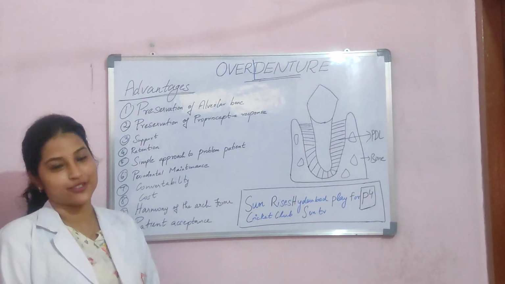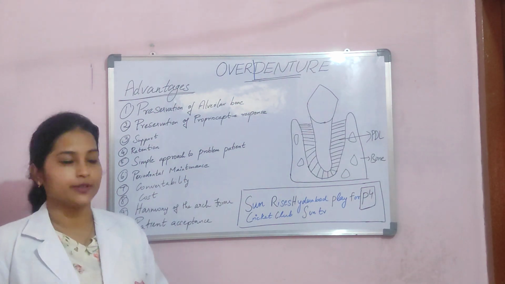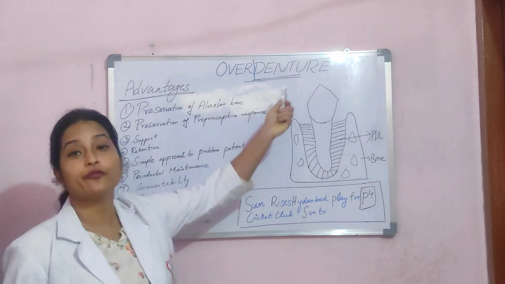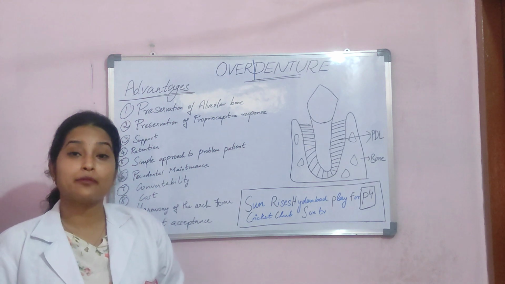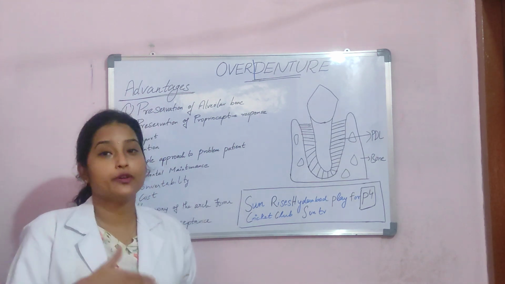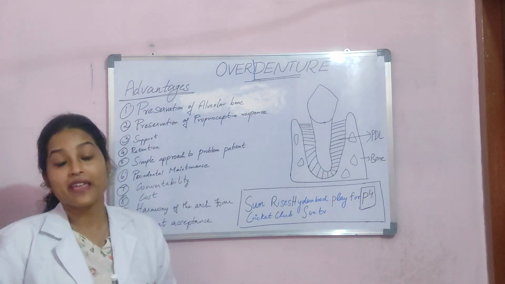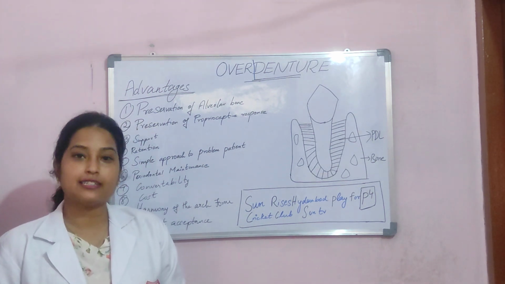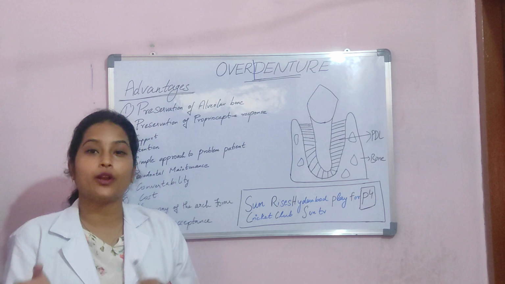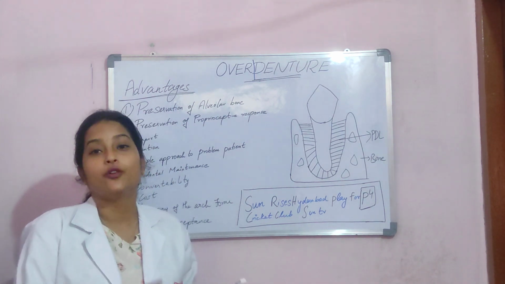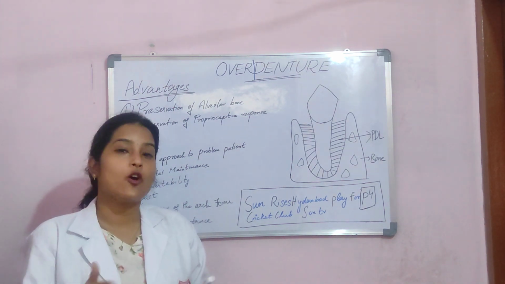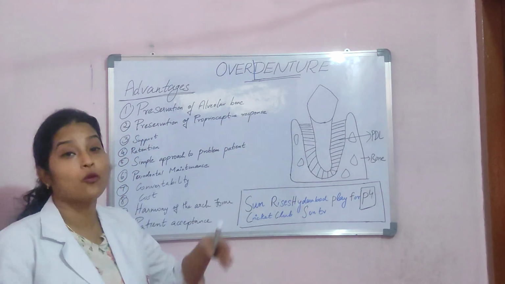Topic is on overdenture. So now what is an overdenture? Over something we are going to fabricate a denture. It can be over teeth, over roots of teeth or an implant. According to the GPT definition, any removable dental prosthesis that covers and rests on one or more remaining natural teeth, roots of natural teeth and/or dental implants is called an overdenture.